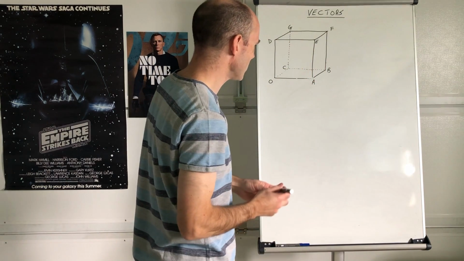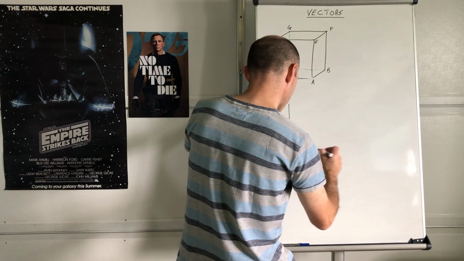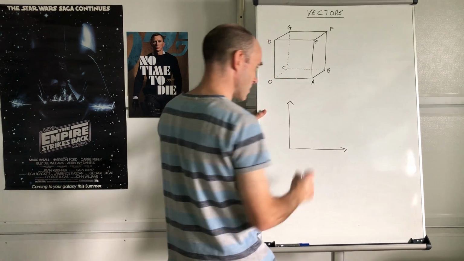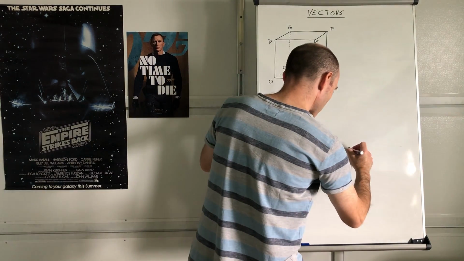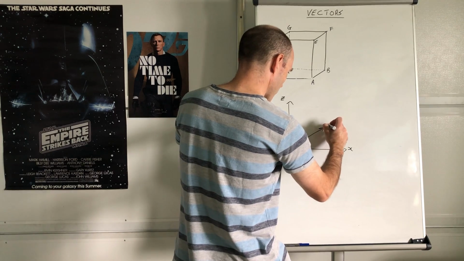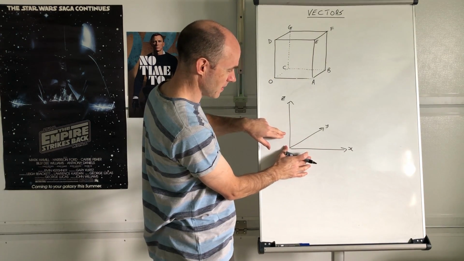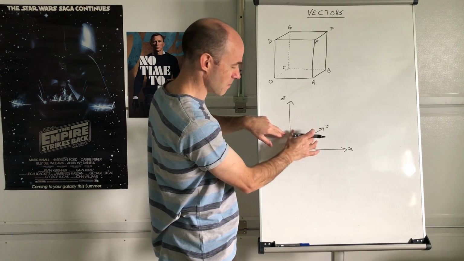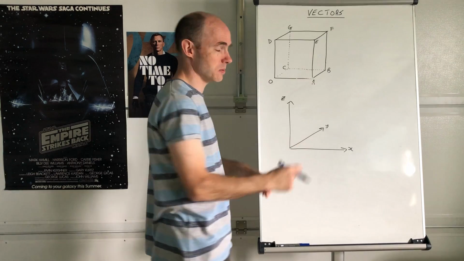Now, what do 3D coordinates look like? 3D coordinates are very simple. So with 2D, you've normally got X, Y, but with 3D, call that the X axis, call that the Z axis, and call that the Y axis. Notice how that shows that the axes are parallel to each of these three edges of the cube.